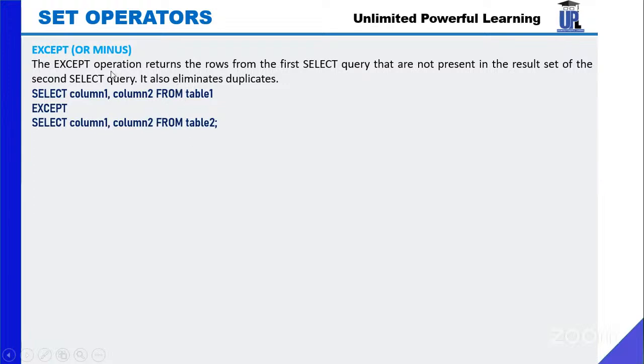Similarly, the except operation returns the rows from the first select query that are not present in the second select query. Which is not available here, only available here, will be shown here. Common will be removed actually. So this is what we call a minus. So let us go back and understand further.